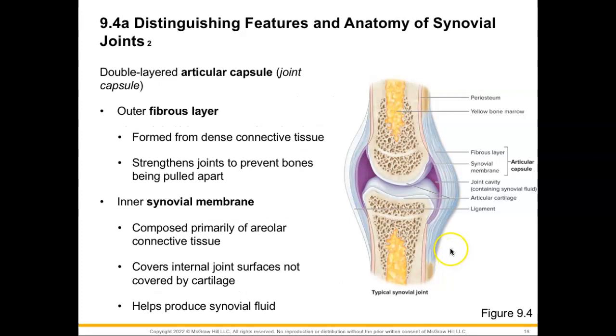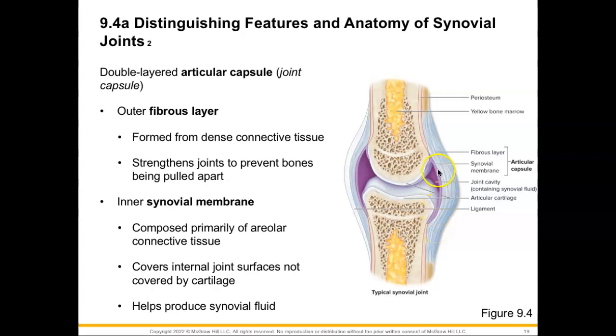So now let's take a look at that articular capsule. The articular capsule is made up of two layers. It's also known as a joint capsule. So let's take a look at the outer fibrous layer first. It's out over here. This is made up of a dense connective tissue, and it helps to strengthen the joint to prevent the bones from being pulled apart.